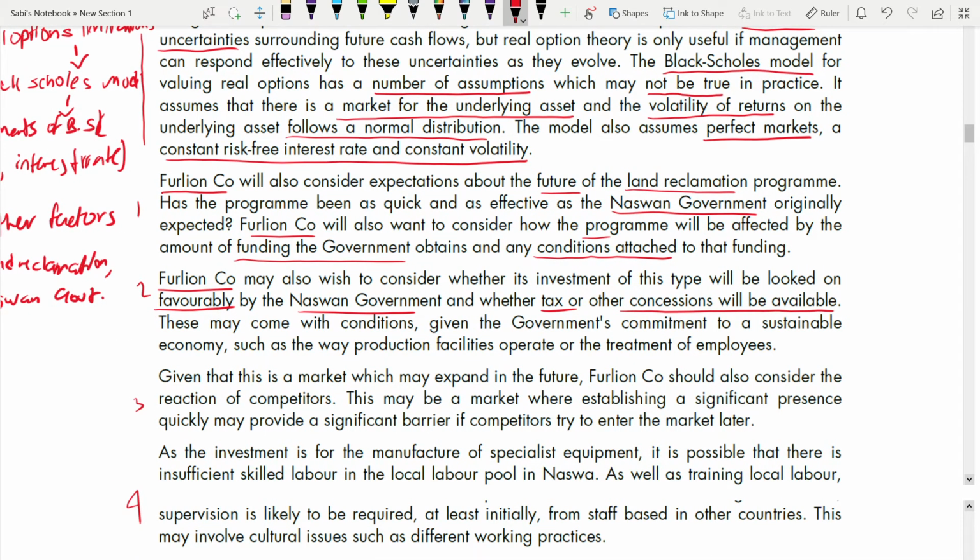So this may come with conditions, given the government's commitment to a sustainable economy, such as the way production facilities operate or other treatment of employees, how you treat your employees, what the production facilities are. Whenever I say you, please think of the company. You means I'm referring to the company only. I'm telling you for you to understand it better, rather than me saying company, company, company.